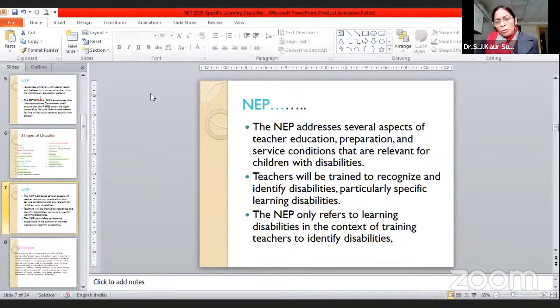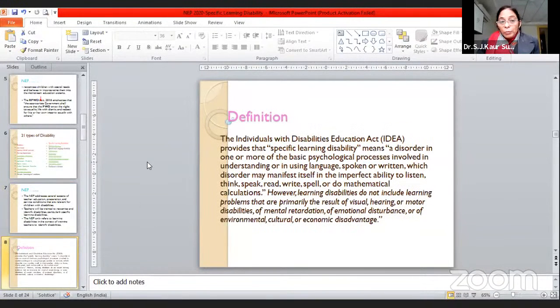But there is a miss also, like NEP only refers to learning disabilities in the context of training teachers to identify disabilities. But what I believe is that there should be work on autistic children also. And now, since our topic is specific learning disabilities, first we will see what specific learning disability is, what the definition is.